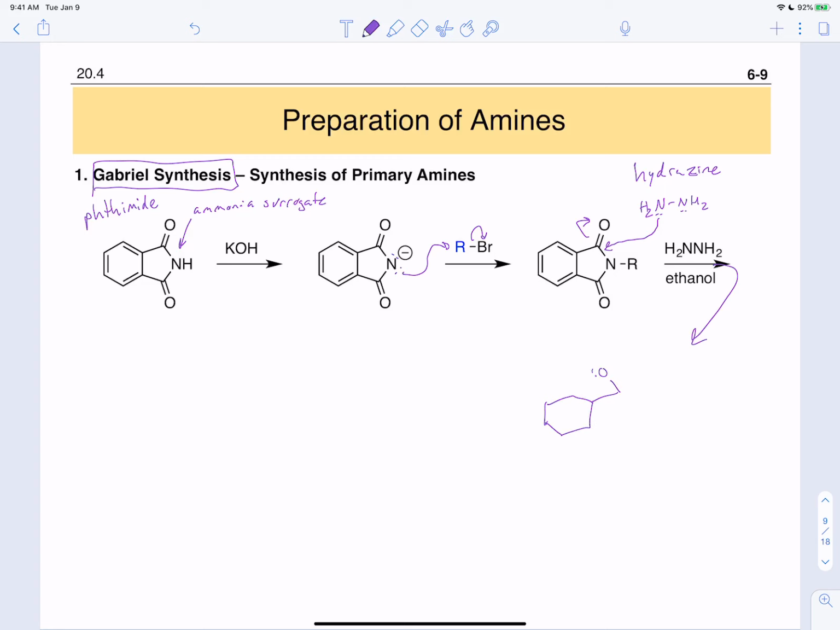We'd end up first having an addition reaction where hydrazine is attaching. You can imagine now collapse of this intermediate along with proton transfers. We're going to kick out the amide as the anion. We're going to make the amide now on the other side.